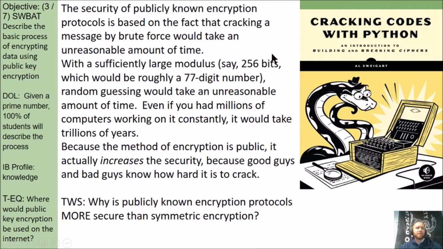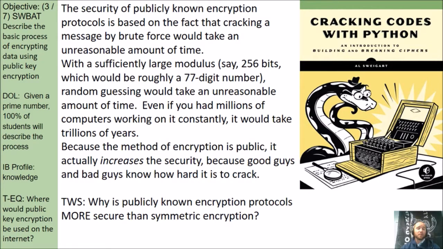The security of publicly known encryption protocols is based on the fact that cracking a message by brute force would take an unreasonable amount of time. With a sufficiently large modulus, say 256 bits, which would be roughly a 77-digit number, random guessing would take an unreasonable amount of time. We're talking hundreds of thousands of years, depending on your hardware and your approach.